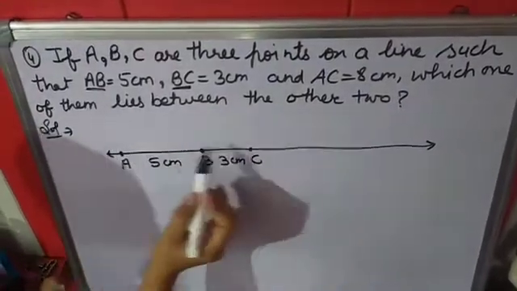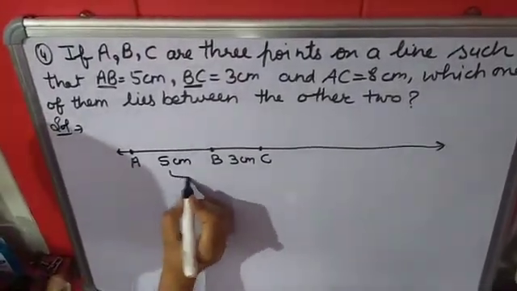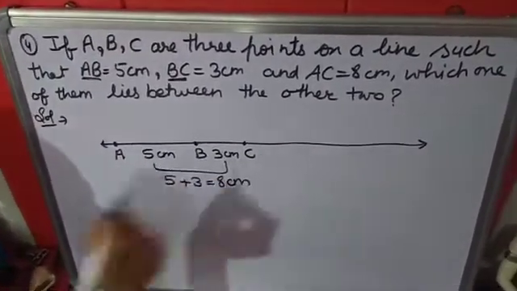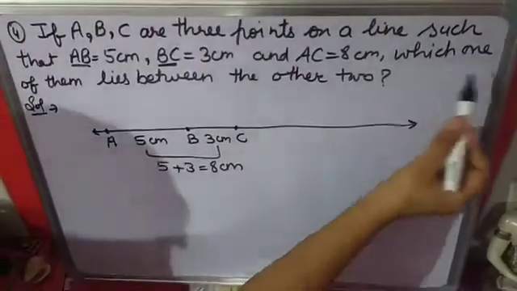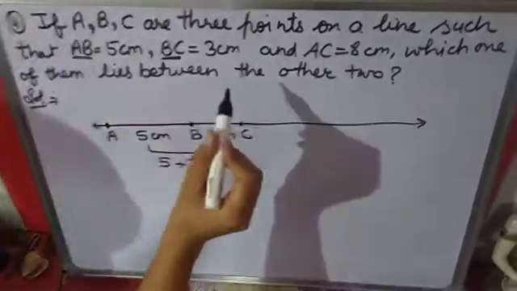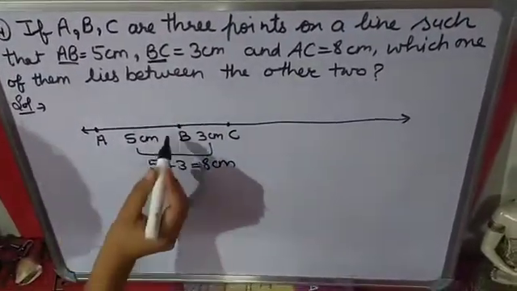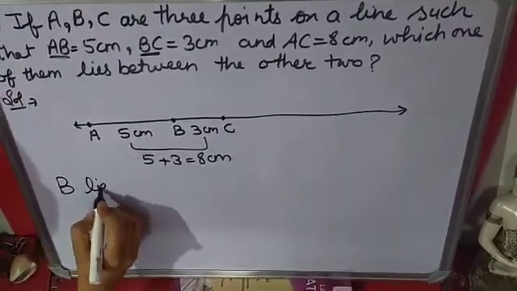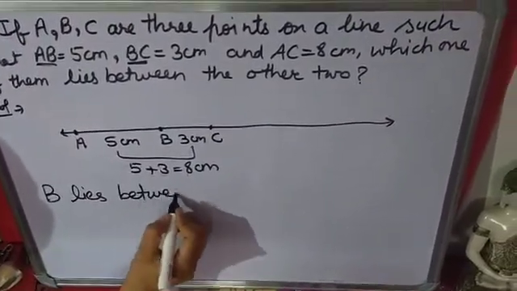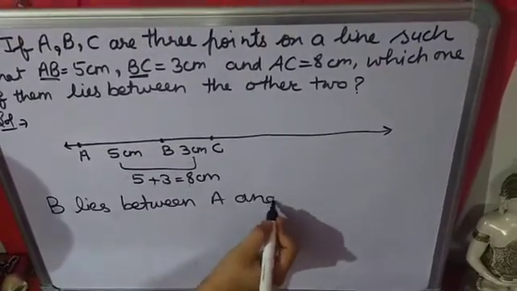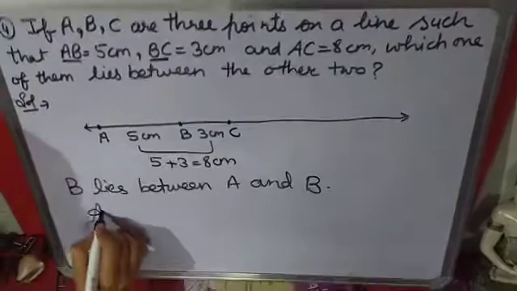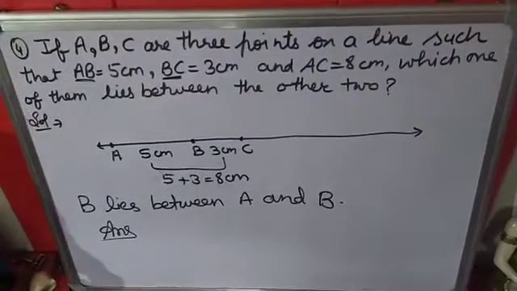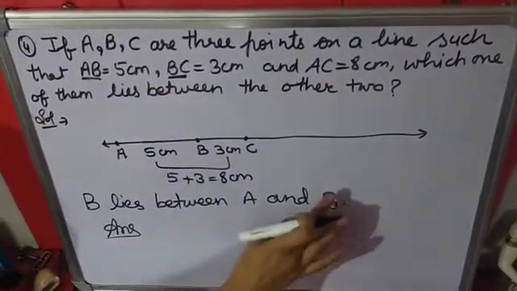Now he is saying AC is 8 centimeter. Yes, AC is 8 centimeter because 5 plus 3 is equal to 8 centimeter. So AC is 8 centimeter. So he is saying which one of them lies between the other two? Yes, B lies between A and C. So you will write B lies between A and C. This is the answer.